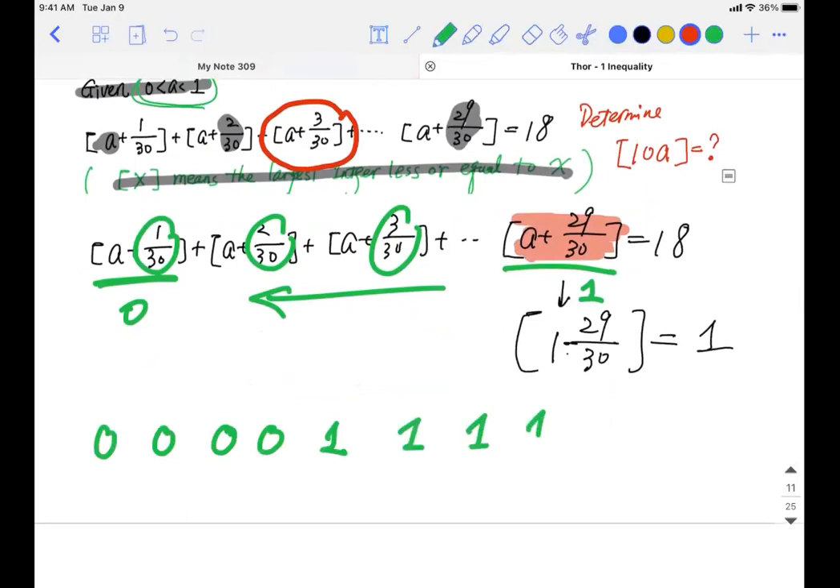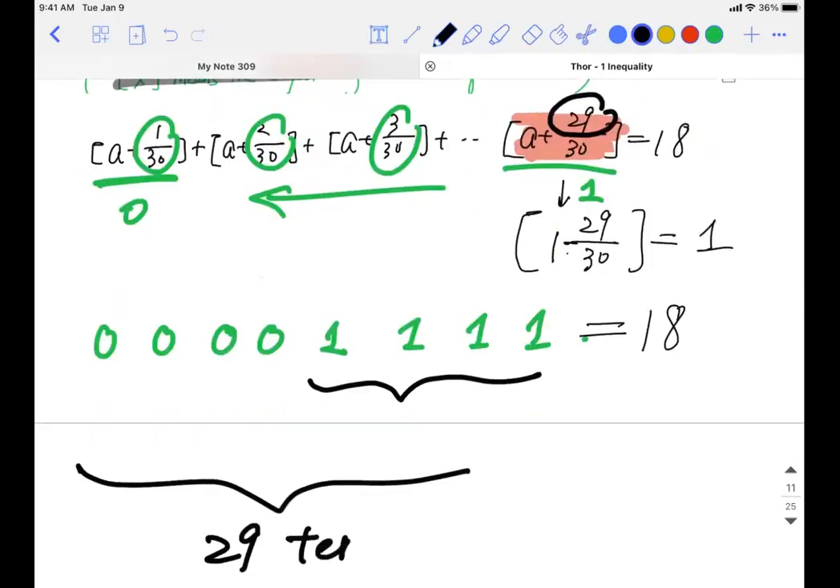1, 1, 1, 1, all the way to 1, right? That's it. And you're telling me the total answer is 18. For sure. It means what? Means how many in total? There are 29 terms in total, right?